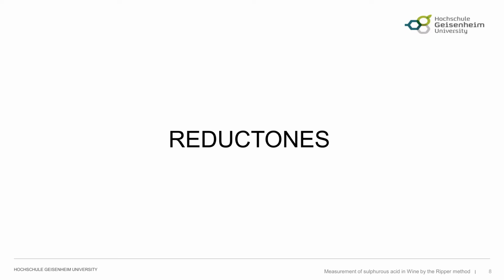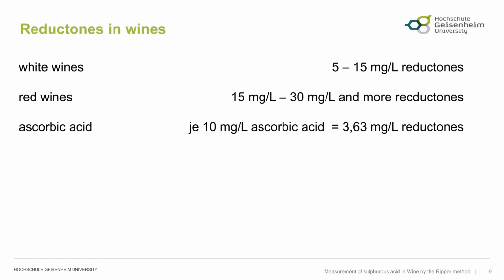But this method also detects other substances that have a reducing effect, called reductones. These substances falsify the content of free SO2. So it's absolutely necessary to measure the reductones as well. Here are some examples for the range of reductones for different wine types and ascorbic acid.